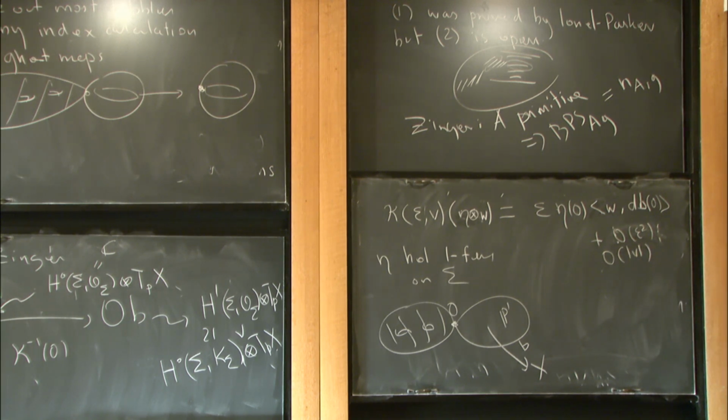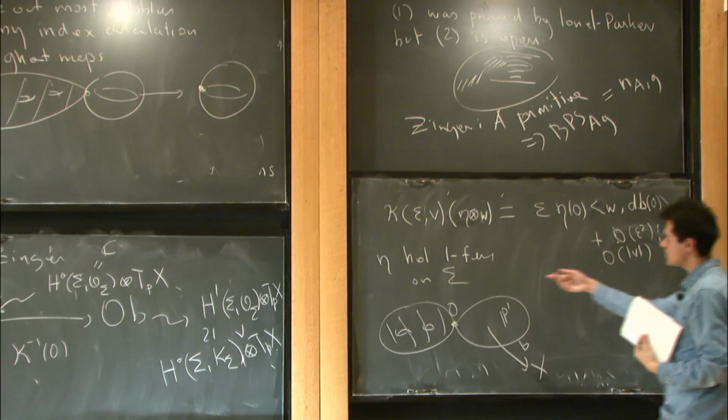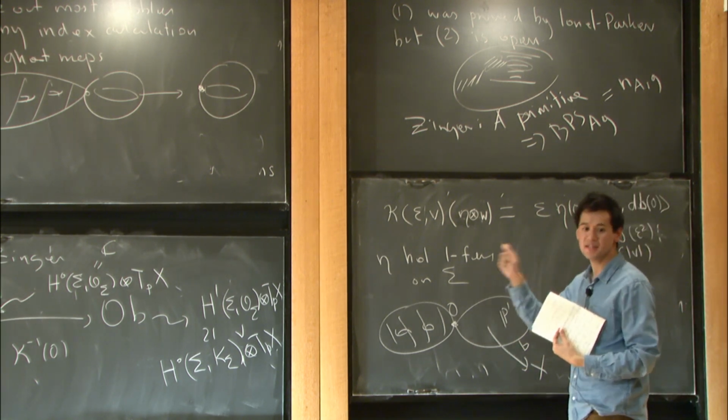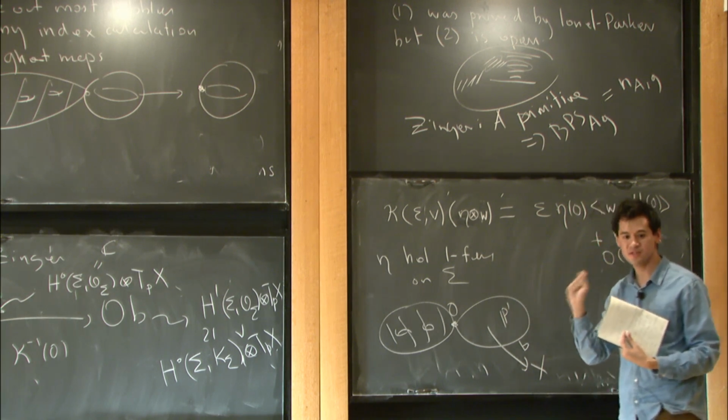OK, so what does it tell me? If the genus is greater than 1, at any point there exists a holomorphic one-form which does not vanish at that point.